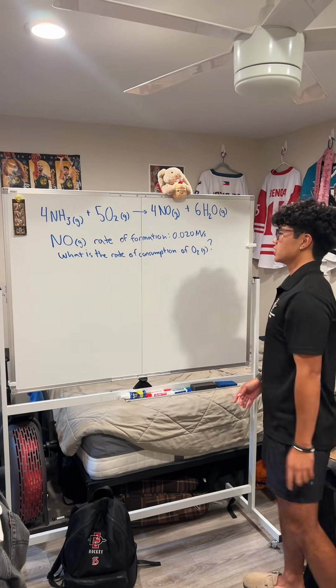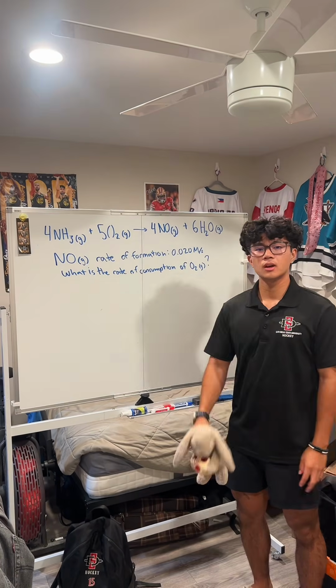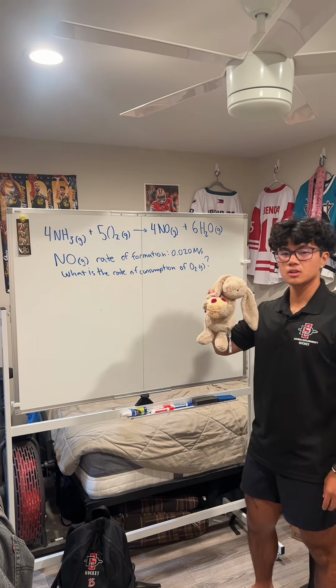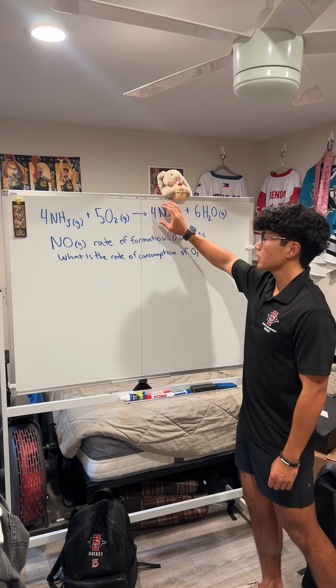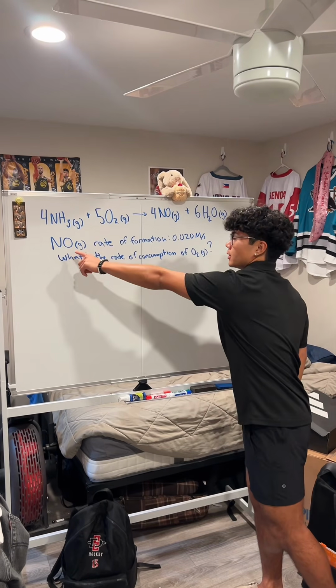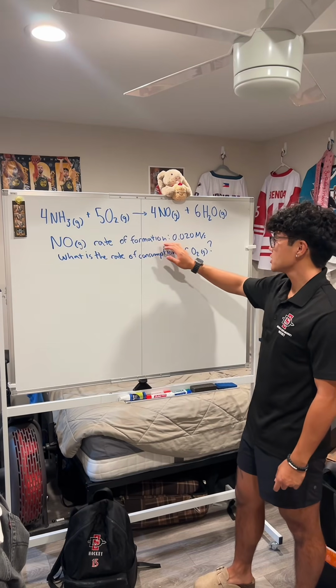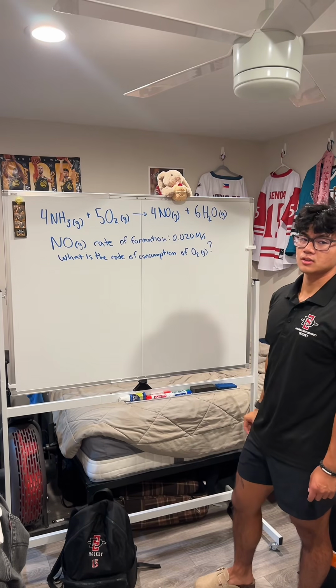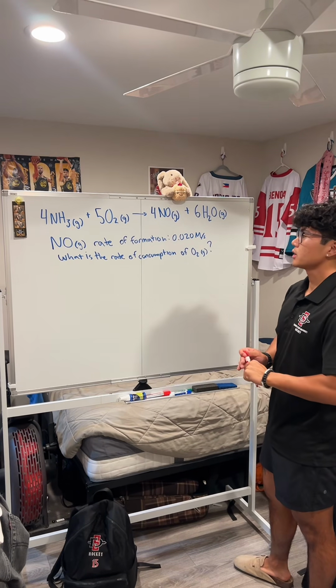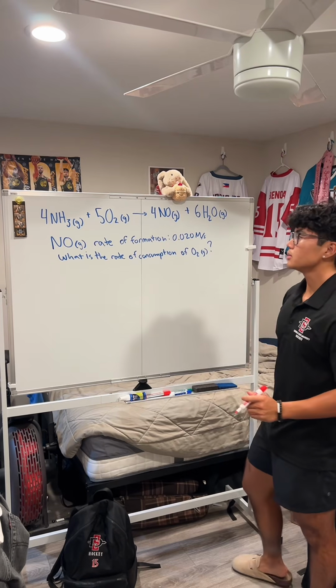What is the rate of consumption of O2 gas? Now, before I give you the answer and explanation, I want you to try this question out and drop it down below. Using this chemical equation and also the fact that NO gas, its rate of formation is 0.020 M/s.